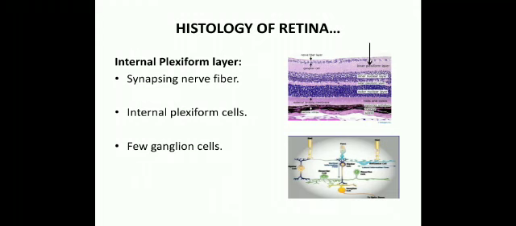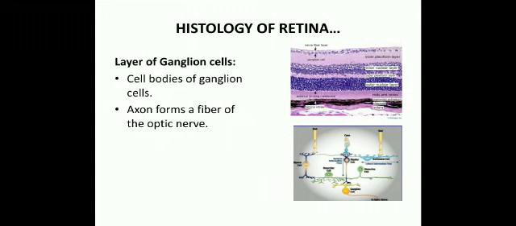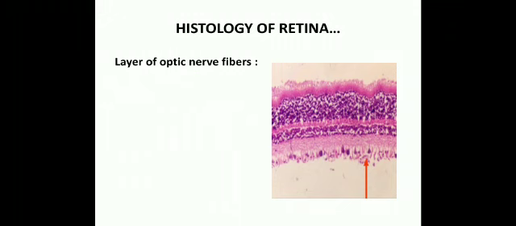So, the next layer is the layer of ganglion cells. It has the cell bodies of ganglion cells. The axon forms a fiber of the optic nerve. Each ganglion cell gives off an axon that forms a fiber of the optic nerve. The next layer is the layer of optic nerve fibers. The layer of optic nerve fibers is made up of the axons of the ganglion cells.